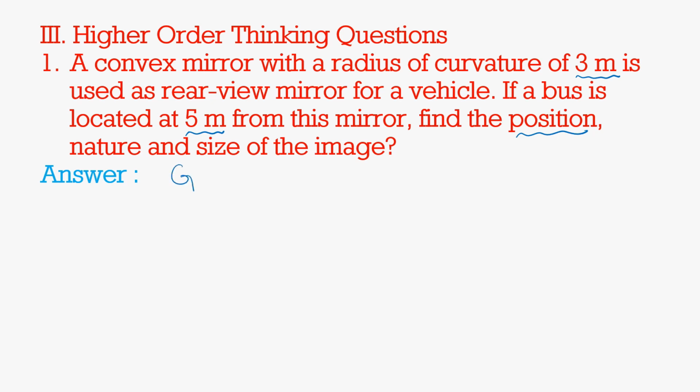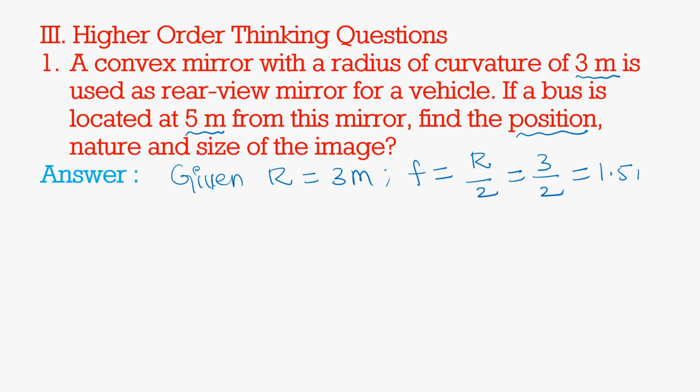Here given r, the radius of curvature, is equal to 3 meters. From the radius of curvature we calculate the focal length. Half of the radius of curvature gives the focal length. So 3 by 2 is equal to 1.5 meters. This is the focal length, and they have given u is equal to minus 5 meters.